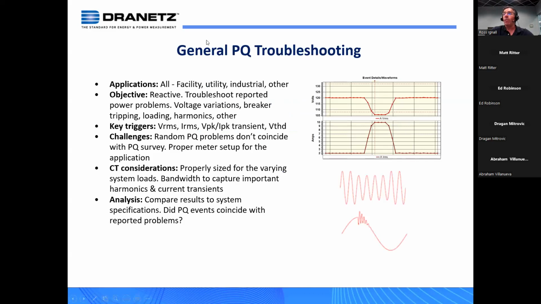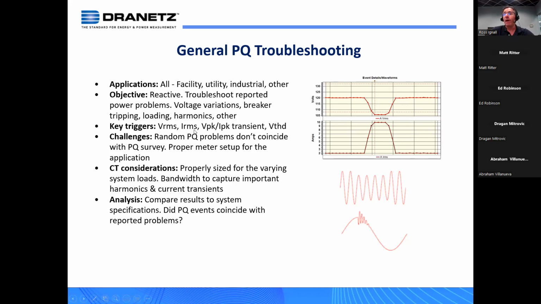So when we look at general power quality troubleshooting, now that can mean different things to different people and different applications. But what are the applications here? Well, it's general purpose. It can be anything. So it can be a facility monitoring, utility, industrial, residential, retail, whatever it may be. So I'm just looking to reactively solve a power quality problem. Usually it's reactive, meaning something's failed. You're hoping it happens again when you have a PQ meter, an HDPQ as an example, attached to that line. So you're troubleshooting reported problems, maybe voltage variations due to breaker tripping, loading, harmonics, whatever the deal is. So you're looking for that.